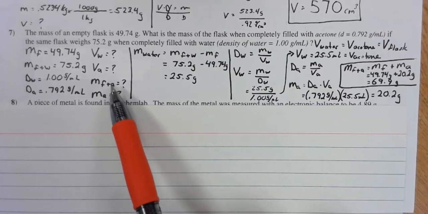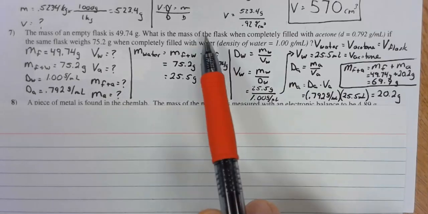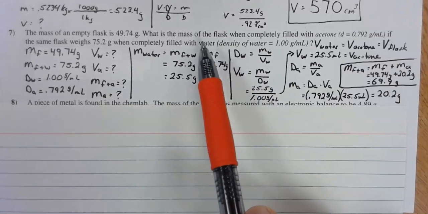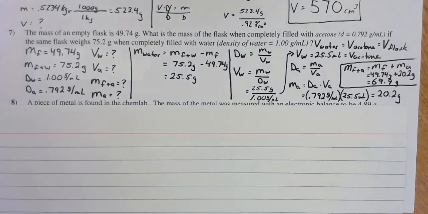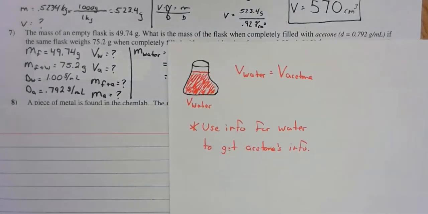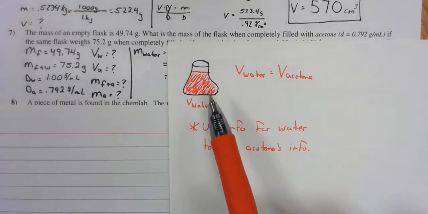Okay, seems pretty easy. How do we do that though? I need to get the mass of acetone somehow, but if you try to figure it out, there's no direct way to do that. What we have to do then is work through water, okay? So I drew a little picture here. All right, I don't know if it'll help or not, but you have a flask with water in it, okay?